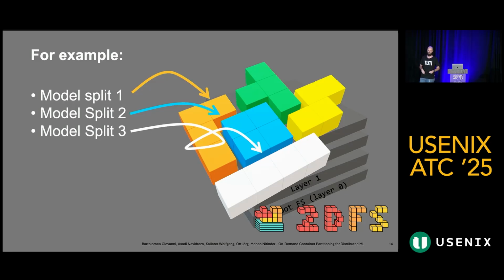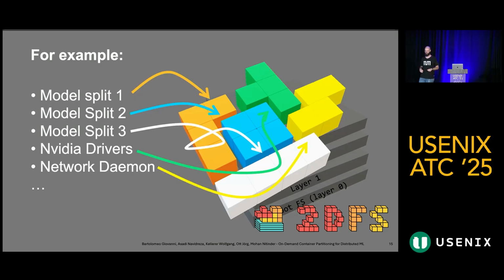But then I can do additional stuff too. For instance, I can put my NVIDIA drivers on a specific area, because why not? And then also the network driver, I don't know, like a network daemon that I might have to run inside my container. So all of these independent bits can fit different areas of this space. And the cool thing is that at runtime, I can dynamically decide what I need and what I don't. If I'm running my container on a machine that doesn't have a GPU, I will leave the NVIDIA drivers out because I don't need them. Or if I'm running only the first split of my model, I just download that and leave all the rest behind.